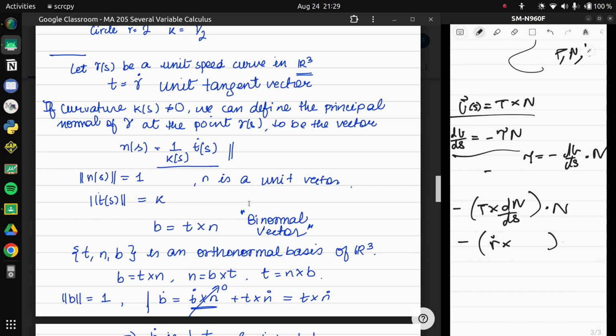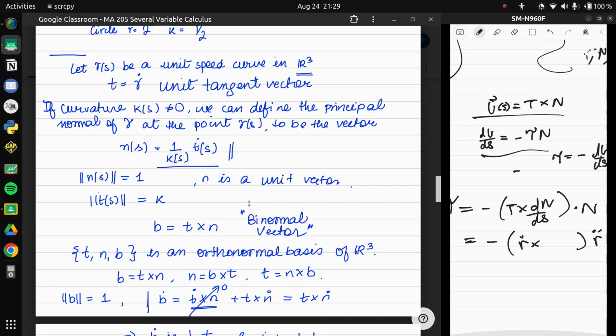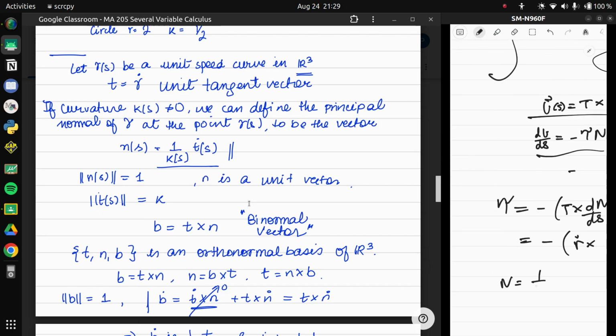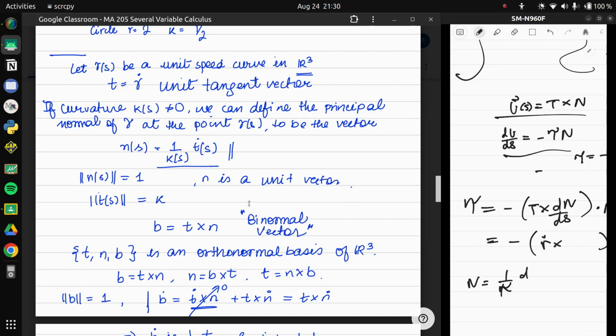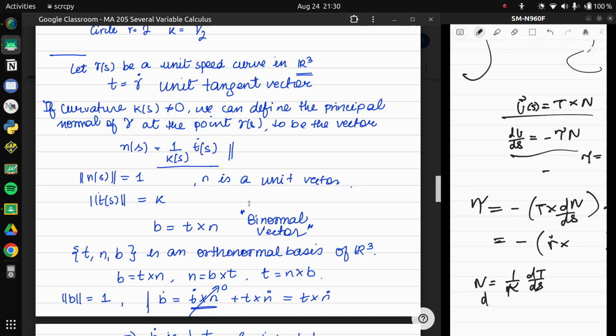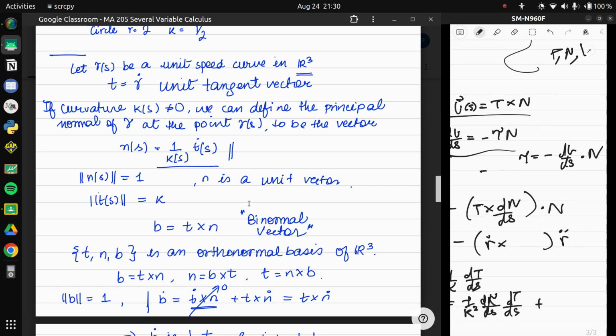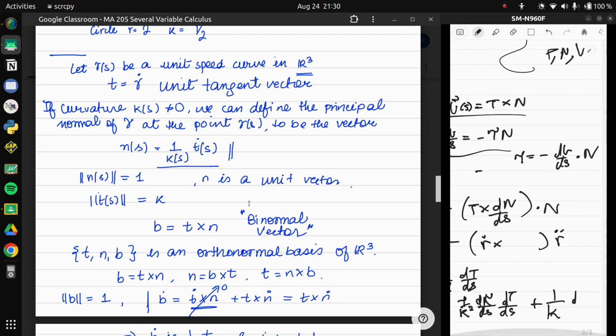So n is firstly just r double dot, but what is dn by ds? N is just 1 upon kappa dt by ds, right? So then dn by ds would just be negative 1 upon kappa squared d kappa by ds, and then dt by ds, sorry, not tau, tau is already used specifically. So dt by ds plus 1 upon kappa d squared t by ds squared.